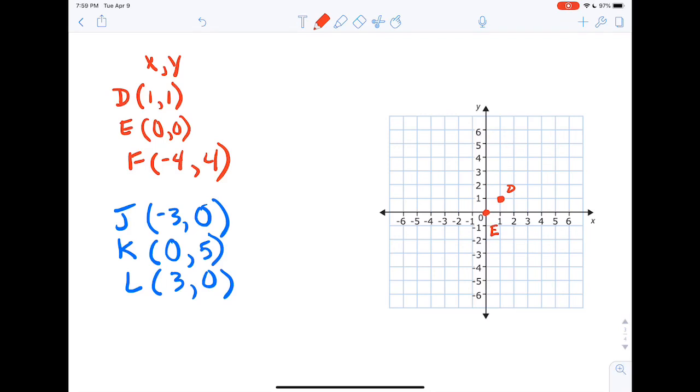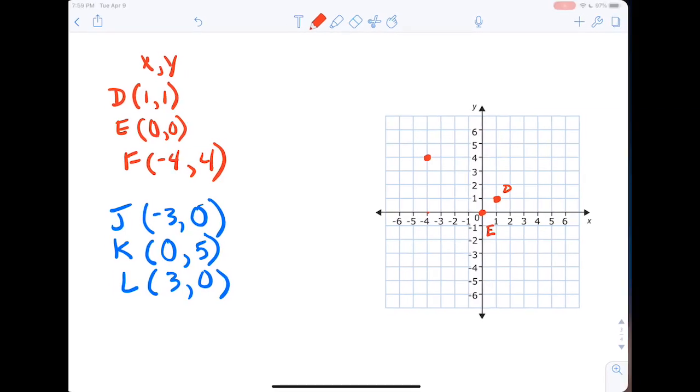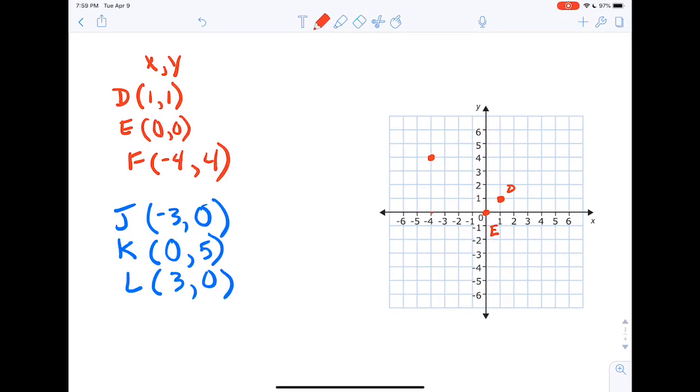And then our F is -4, 4. So I go on the x-axis over to -4, and then I go up 4. And so I end up here. Make sure you can see that that works. Okay, then what I have to do is make lines. Now, I don't have a ruler here, but my drawing program will straighten it. If I was a 6th grader using paper, I would be using a ruler right now. But I'm using this handy-dandy drawing program.